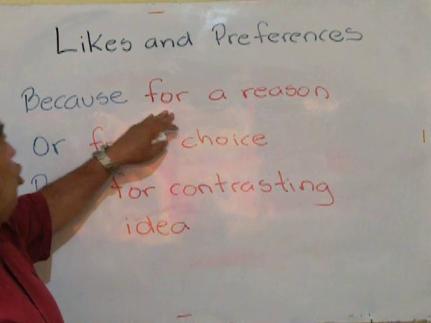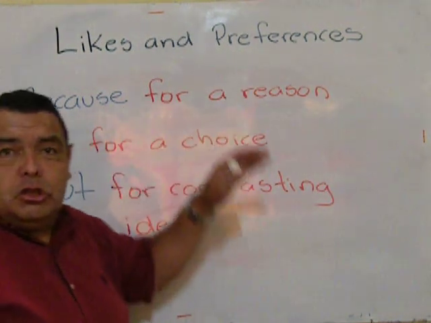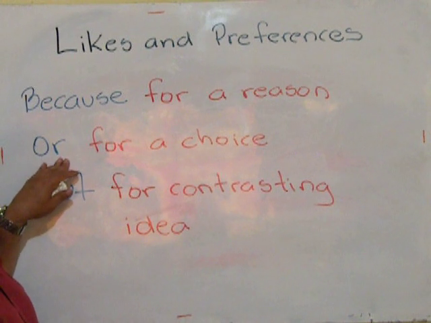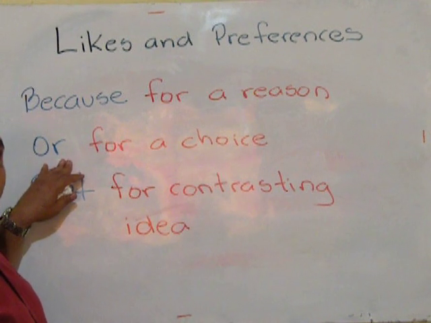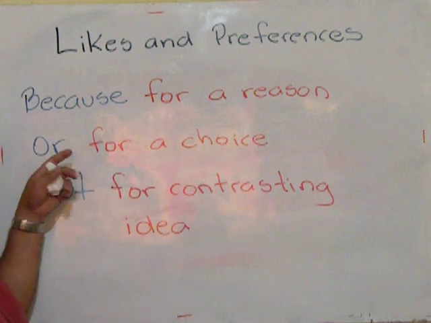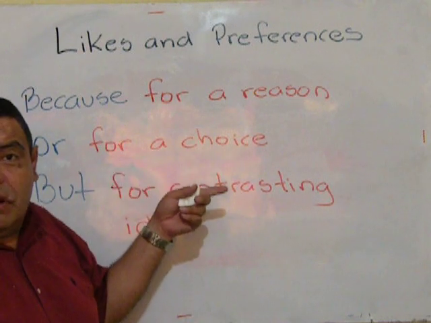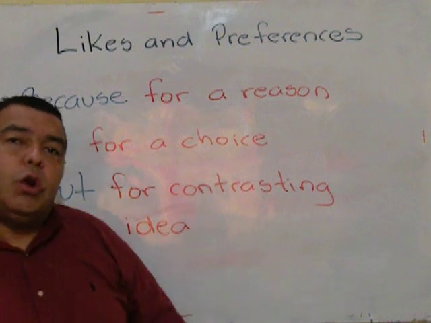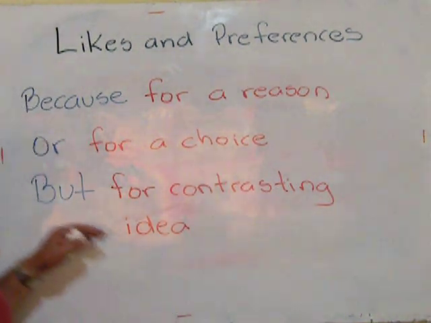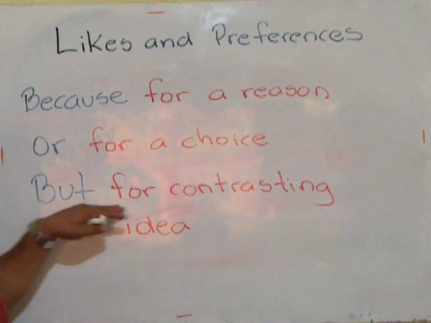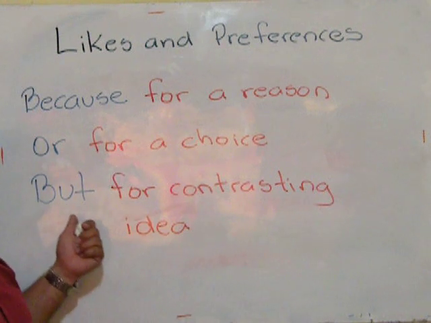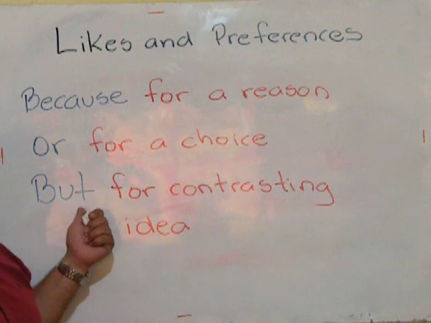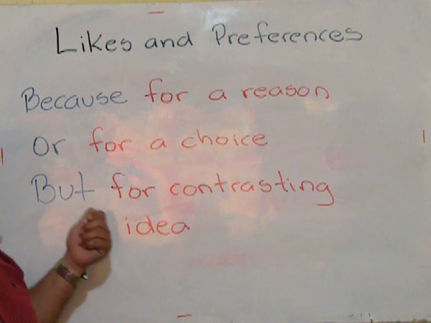Me gusta el helado porque es rico. Or, for a choice. Voy a viajar a Miami or a Europa. Or, choice. Miami one choice, Europe the other choice. And but, for contrasting an idea. I like Chinese food, but I prefer Italian.